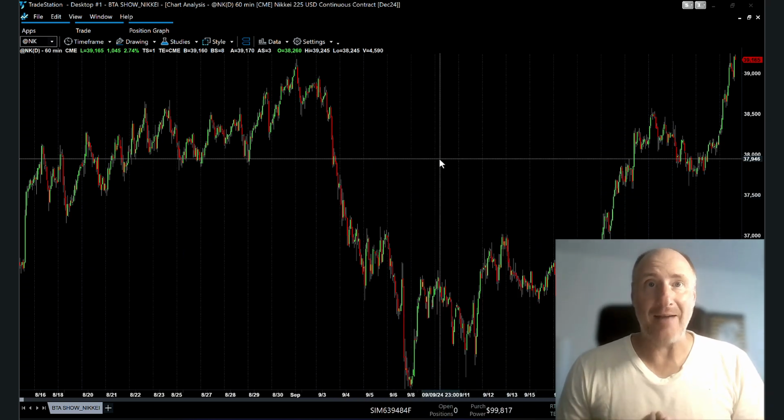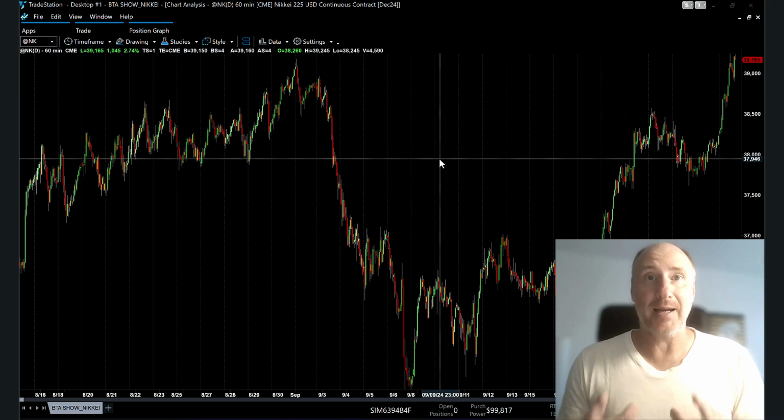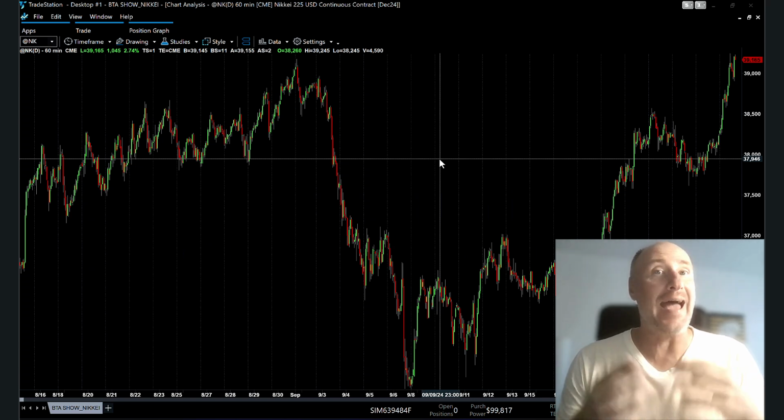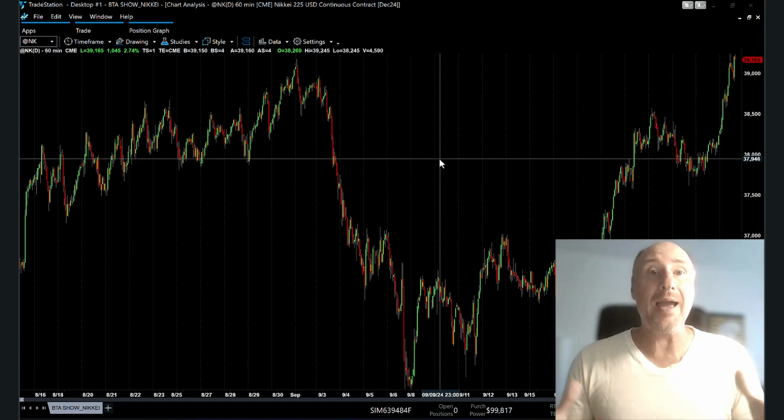For this example, I've decided to choose the Nikkei futures market. The reason why I decided to create a breakout strategy on the Nikkei market is to show you that you can create a breakout strategy on literally any market, and we can go way beyond futures indexes, which I usually use in my examples.